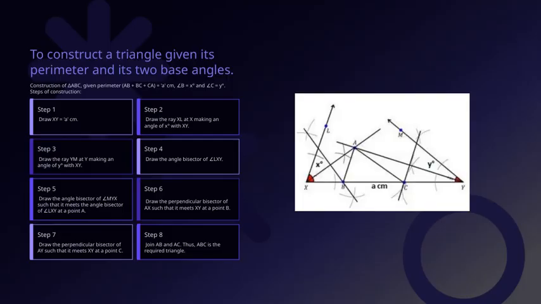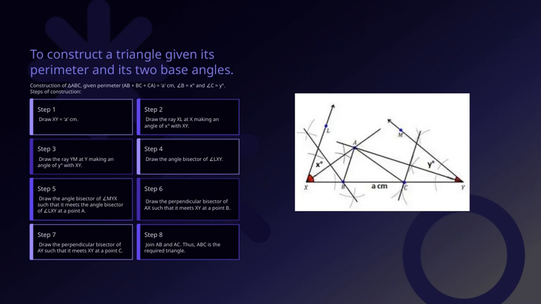Let's walk through the steps to construct triangle ABC when we know its perimeter and two base angles. The key here is that we have the total perimeter, which is the sum of the sides AB, BC, and CA, and we also know angles at B and C, which are x degrees and y degrees respectively. First, I draw a straight line XY that measures the entire perimeter, a centimeters. This will serve as our baseline for the construction.